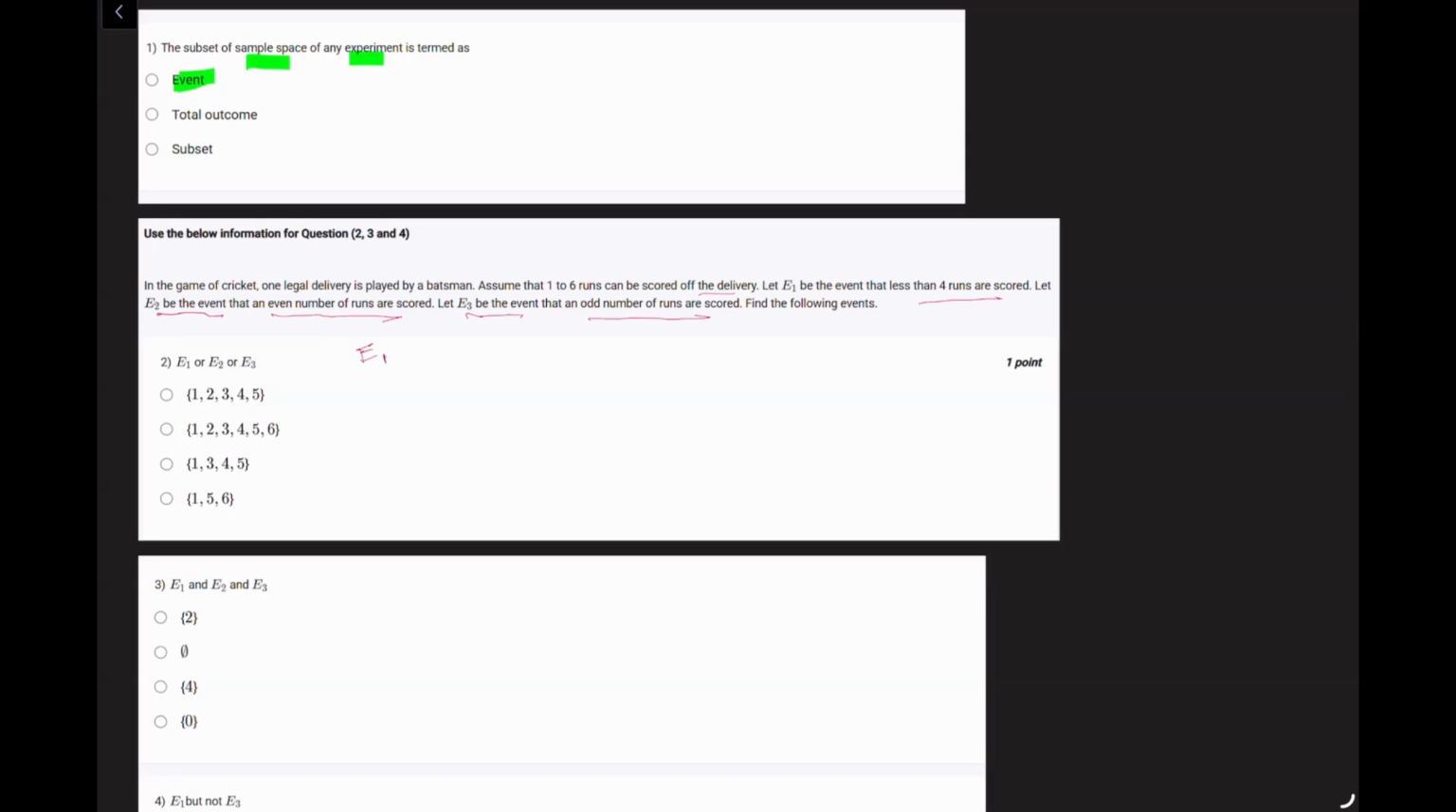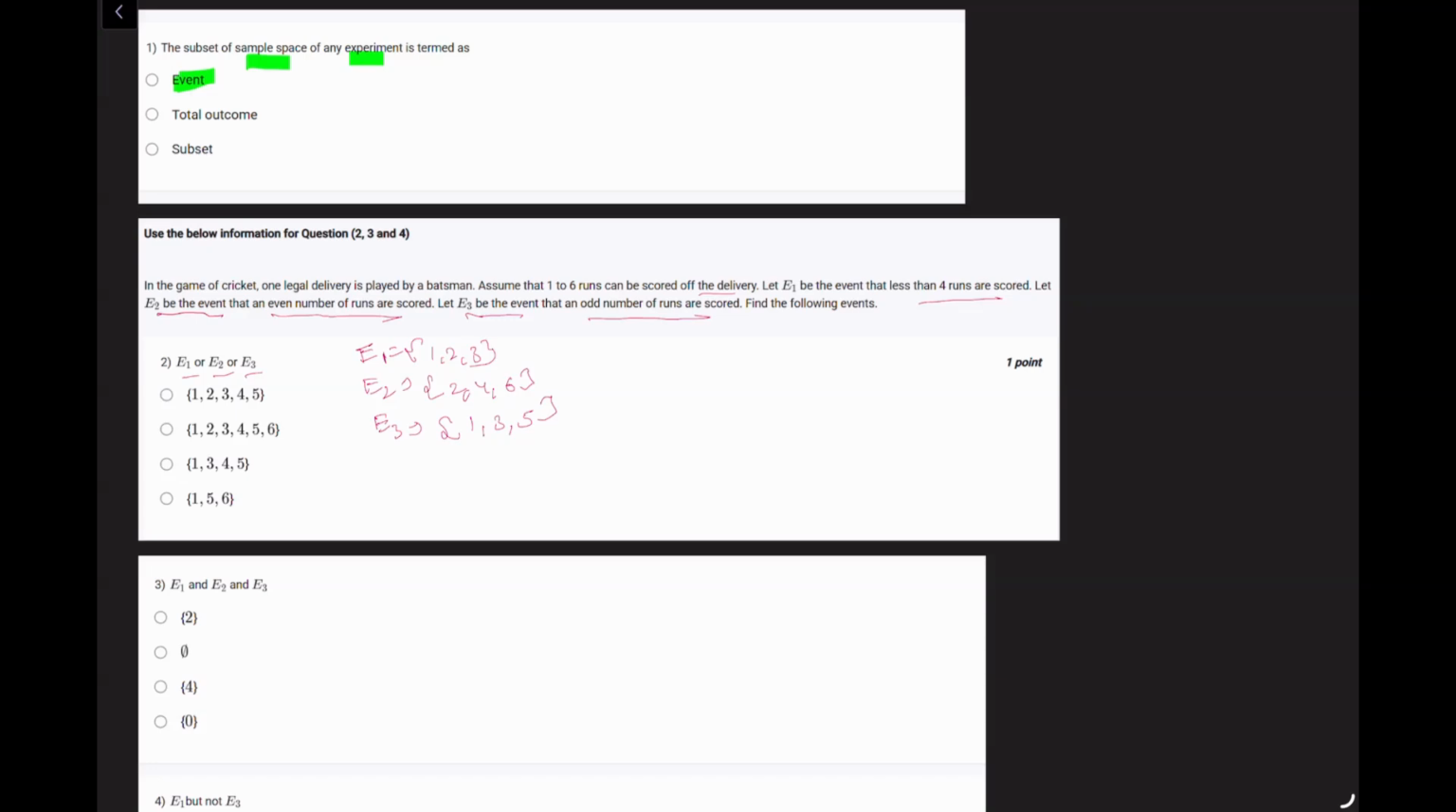We have E1, less than 4 runs. So less than 4 runs means 1, 2, and 3. E2, only even numbers. So that will be 2, 4, and 6. These are your events. And E3 is going to be the event that an odd number of runs are scored. So odd numbers are going to be 1, 3, and 5.